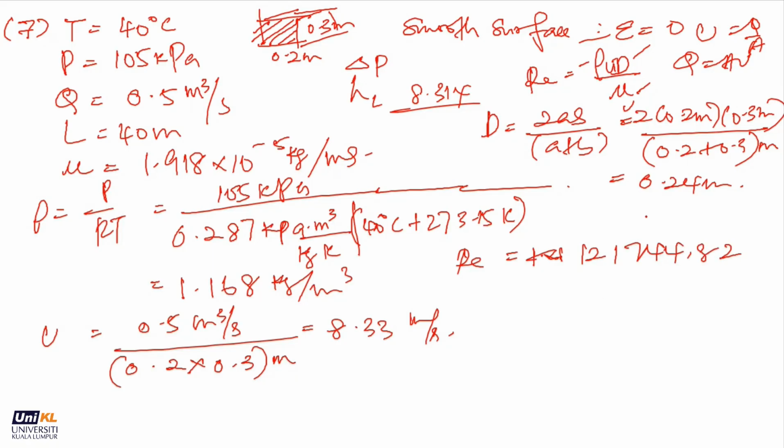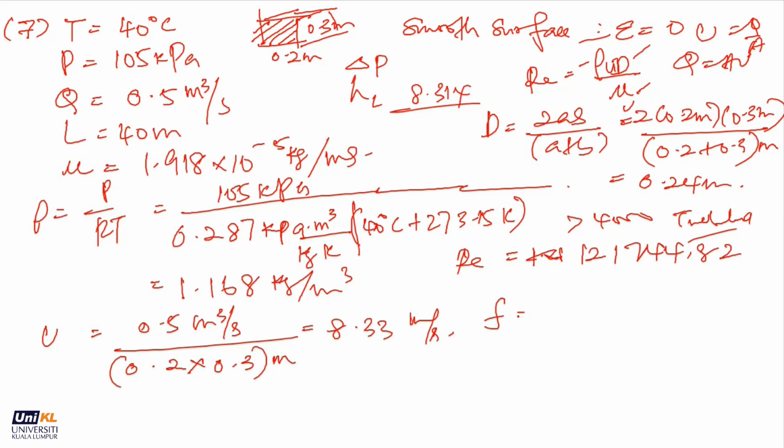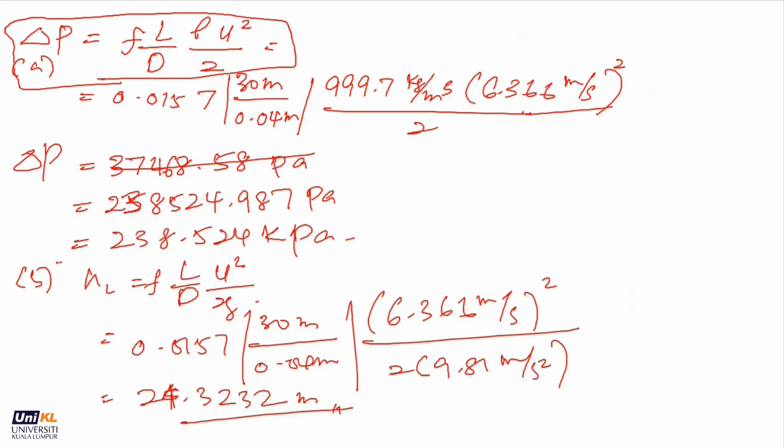Okay, so bigger than 4,000, so it is turbulent. For hydraulically smooth pipe, epsilon equal to 0, and it says smooth surface, so epsilon equal to 0, so F equal to 0.3164 over Reynolds number power of 0.25. So F equal to 0.3164 over Reynolds number power 0.25. Because it is turbulent.